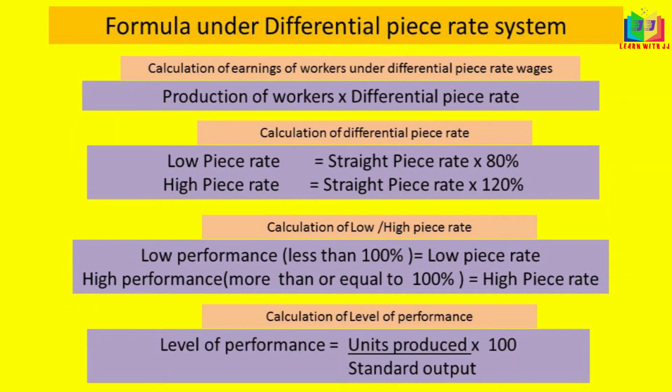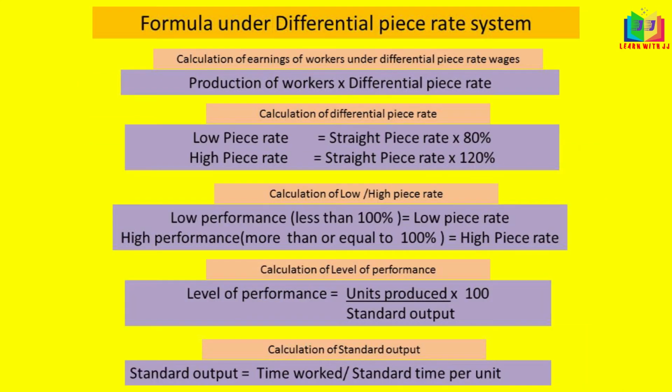Now we'll see how to calculate this level of performance. This is nothing but units produced divided by standard output into 100. That is, the units produced by the worker divided by the standard output gives us the performance level. To calculate the standard output, normally this will be given in the problem, otherwise we have to find it using this formula.